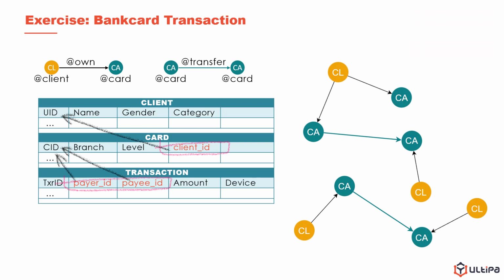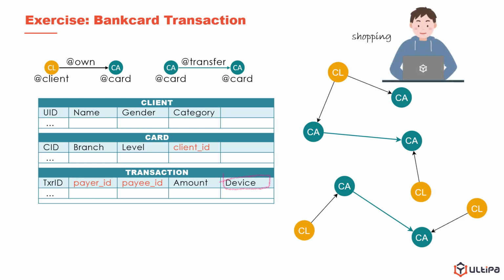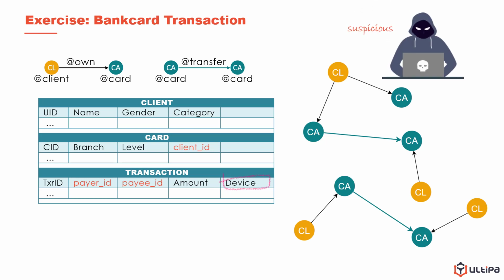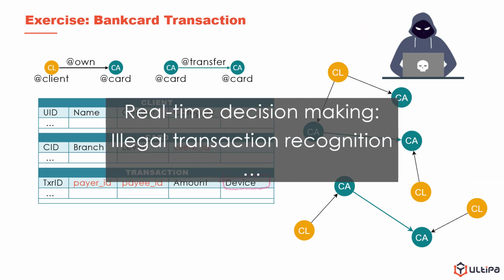Now let's explore this scenario a little bit. There's a data field device in the transaction table. It records on which device the transaction was initiated. If a transaction is suspicious, then other transactions on the same device may deserve our attention, since they are probably initiated by the same person for a similar purpose. This is an application scenario in the category of real-time decision-making.